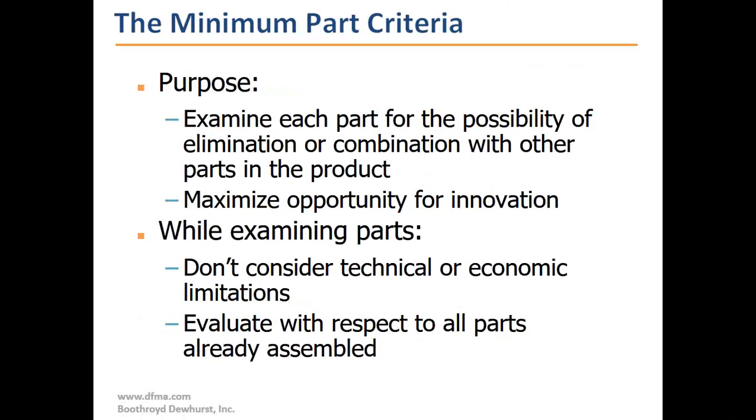And then the second bullet is a bit of a housekeeping thing. It says evaluate with respect to parts already assembled. And what that means is if you have your structure chart developed and you've got a product that has 10 parts that go together by taking 1 and then adding 2 through 10, if you're looking at part 6, you're only going to consider its elimination or combination with respect to parts 5, 4, 3, 2, and 1. So everything further up the tree. We don't want you looking at parts 7, 8, 9, and 10 yet. We're going to get to those when we get to that point in the structure chart. So evaluate with respect to parts already assembled.